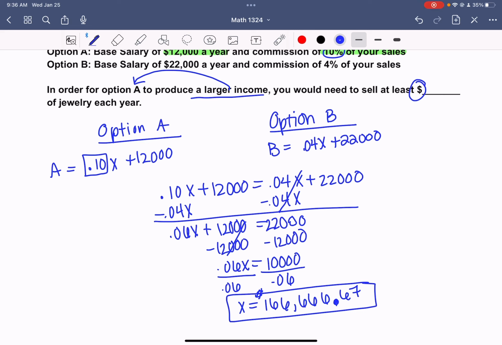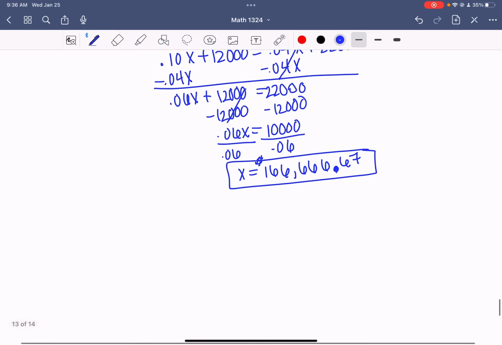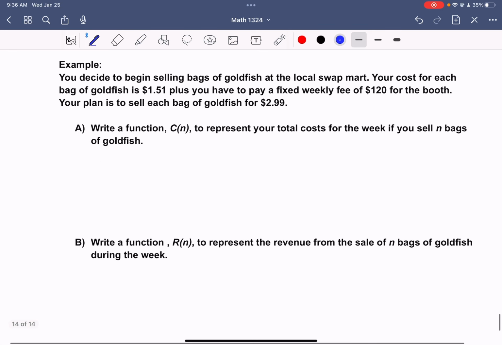And so really, if I was getting into the jewelry business, I might go with option B at first, because I may not know if I can sell that much, depending on where I'm at, the company, and what I'm selling. Let's continue on with some examples here.